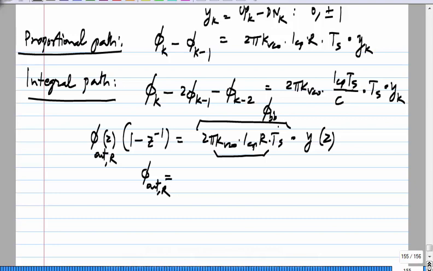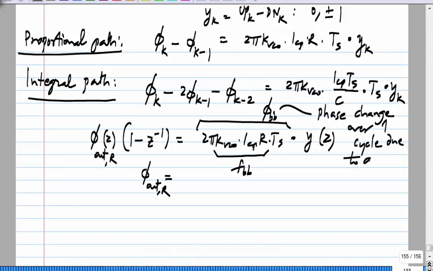And that is equal to this whole number, and I will rewrite it slightly. I will multiply this by R and divide it by R. And what is that number? That is phi bb, and this is some ratio of Ts divided by some RC time constant, some dimensionless number. So this is phi bb times Ts by something, I will call it tau z, that is related to RC, times Y of z. So for the phase change due to the capacitor alone, I will take this 1 minus z inverse square to the right side, and you will get this.